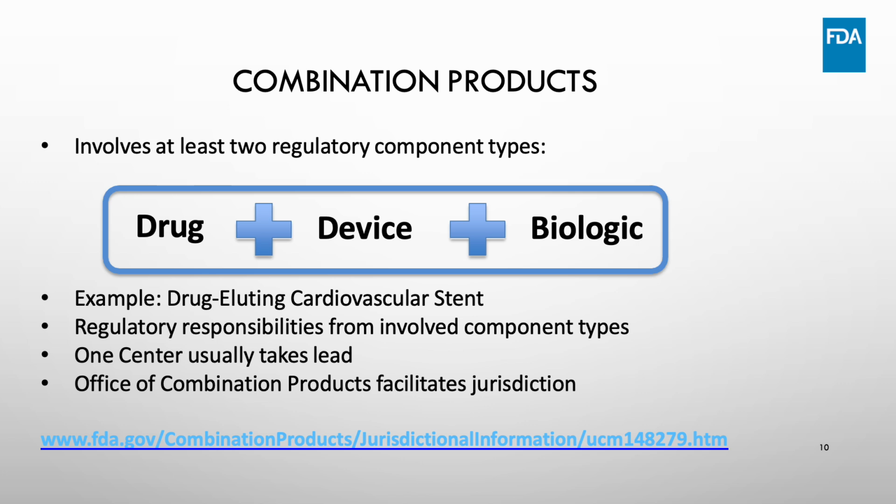Combination products involve the applicable regulatory responsibilities from all of the components involved. One FDA center will usually take the lead, and the agency's Office of Combination Products will help facilitate product jurisdiction. More information about combination products is available at the link below.